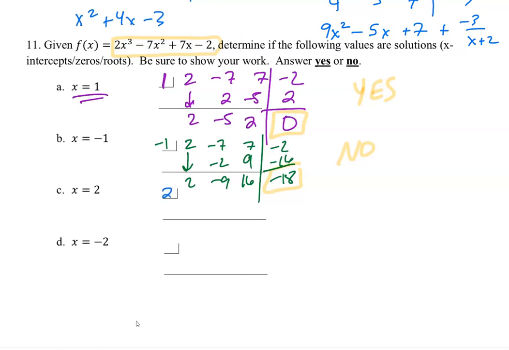And then for 2, I'd not give myself a lot of room here. 2 times 2 is 4, that's negative 3. Negative 3 times 2 is negative 6, that's 1. 1 times 2 is 2, and that's 0. So 2 does work. And then we just try negative 2.